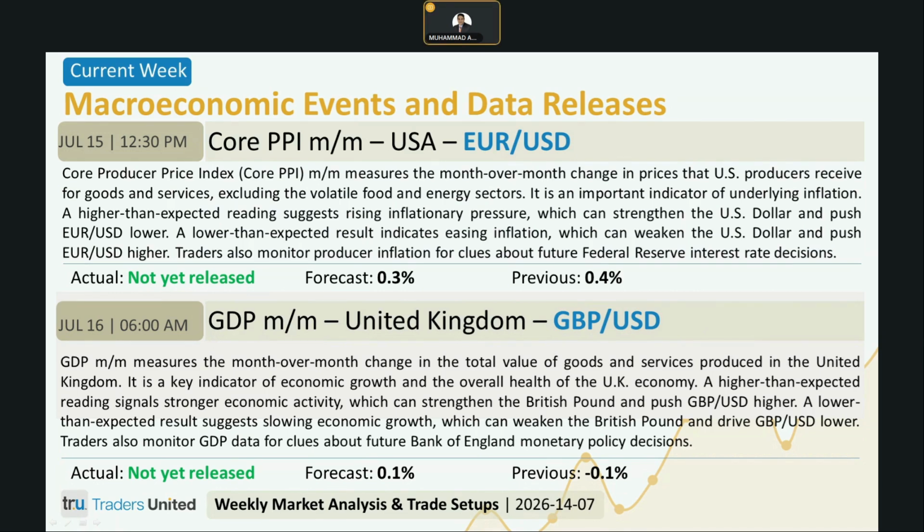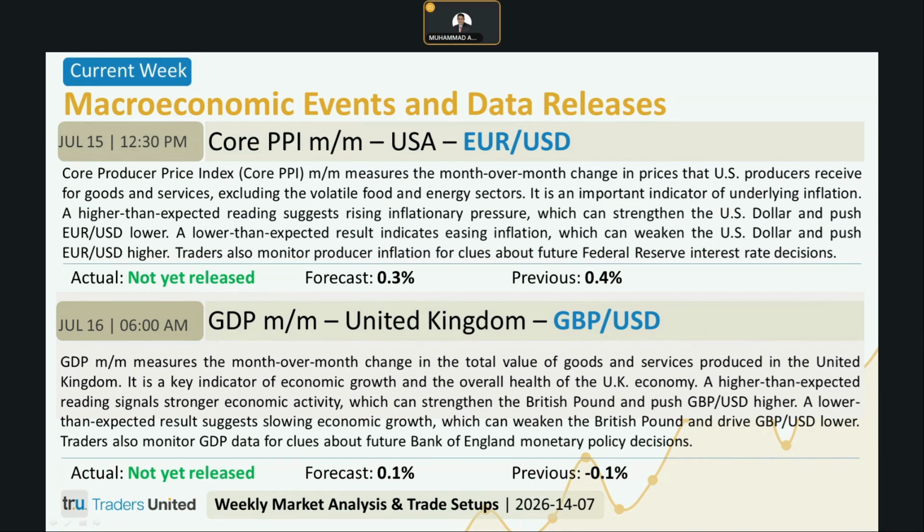It is one of the most important indicators of economic growth. The report reflects the overall health of the UK economy. A higher than expected reading signals stronger economic activity. This can strengthen the British pound and push the GBP USD higher. A lower than expected reading may weaken the pound and send the GBP USD lower.